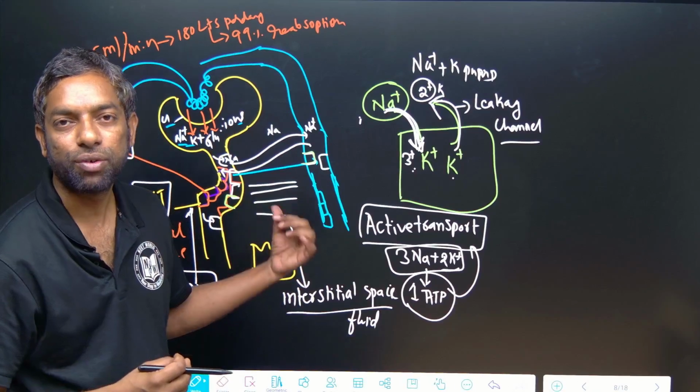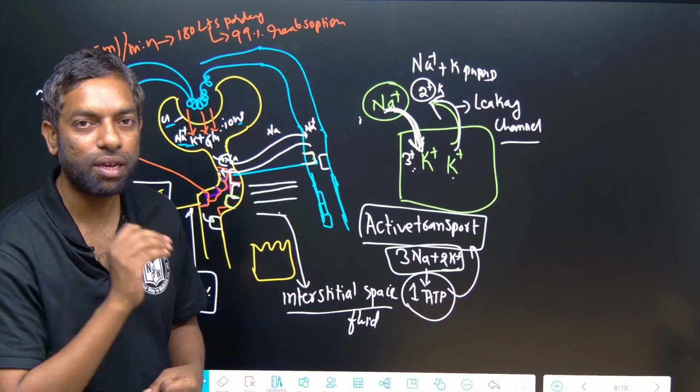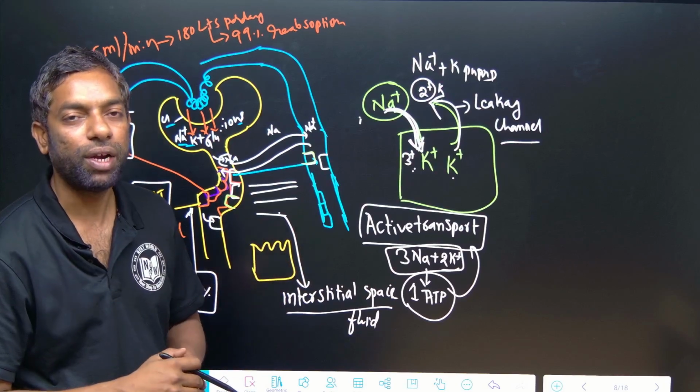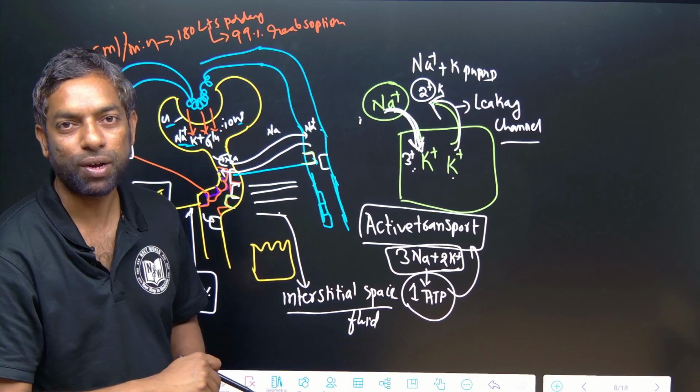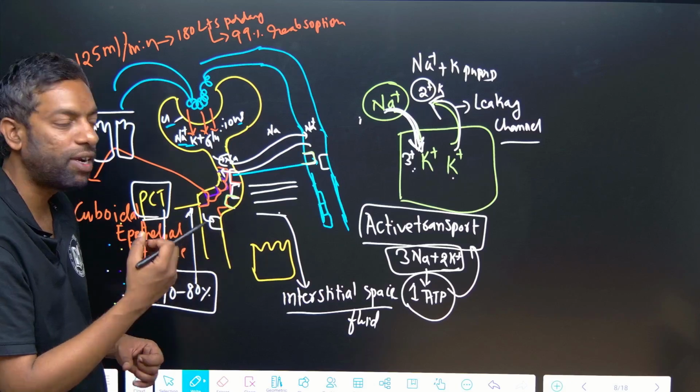Active transport takes place in the PCT. This is an important point for the NEET question. Active transport takes place in the PCT part only. We will discuss the different regions further.